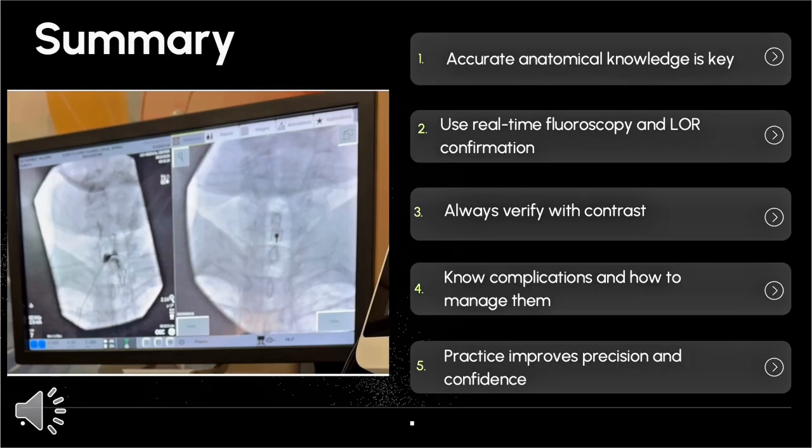To recap, respect the anatomy. It's unforgiving. Use fluoroscopy and contrast every time. Loss of resistance should be gentle. Know your complications and how to recognize them early. Patient safety always comes before completing the injection.